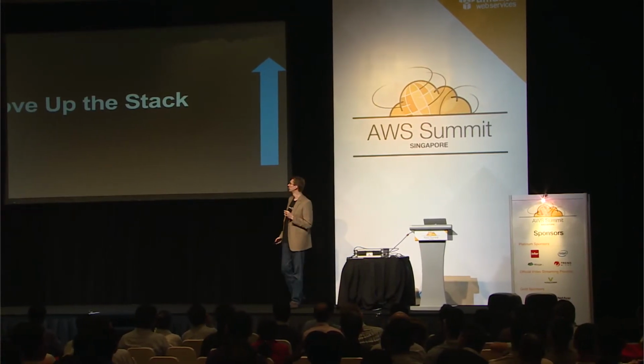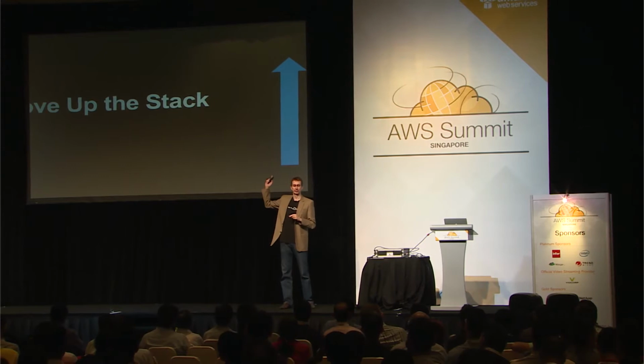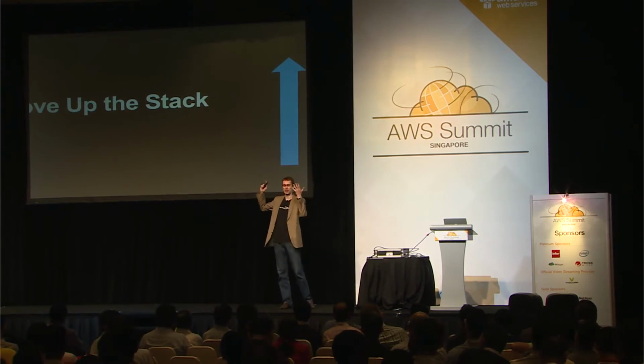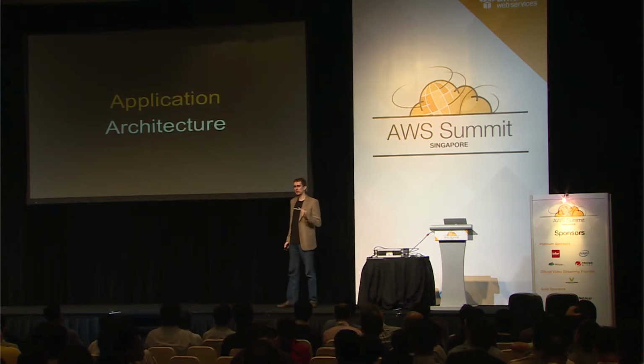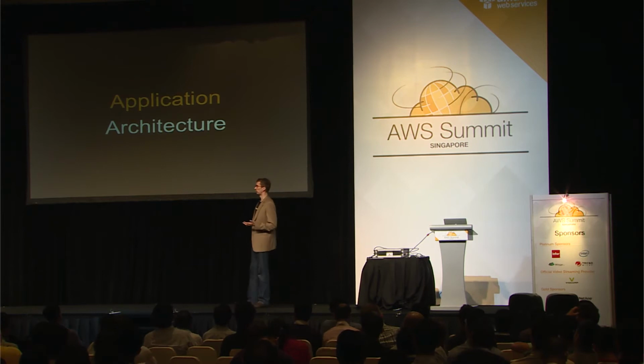What you need to do is move up the stack. By moving up the stack, you are abstracting away more and more of the underlying undifferentiating layers. Now, let's take a look at the application architectures a little bit, how to do this.